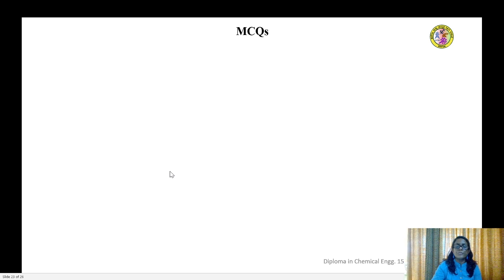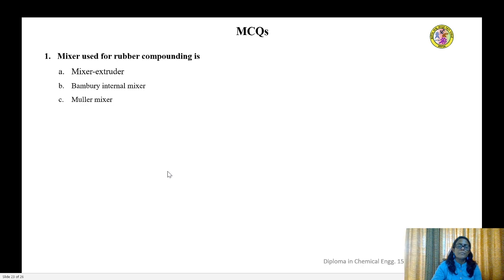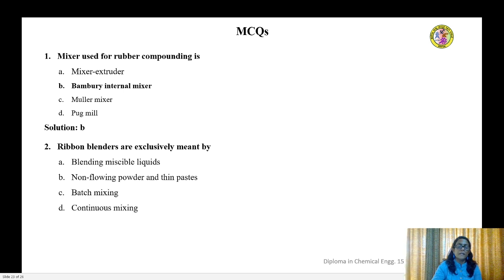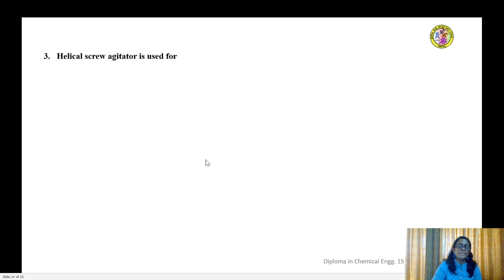Let us go through a few questions. Mixer used for rubber compounding is: mixer extruder, Banbury internal mixer, Muller mixer, pug mill. Okay, so it's the Banbury mixer that is used for rubber compounding. Ribbon blenders are extensively meant for: blending miscible liquids, non-flowing powder and thin pastes, batch mixing, continuous mixing. So it is used mainly for batch mixing.